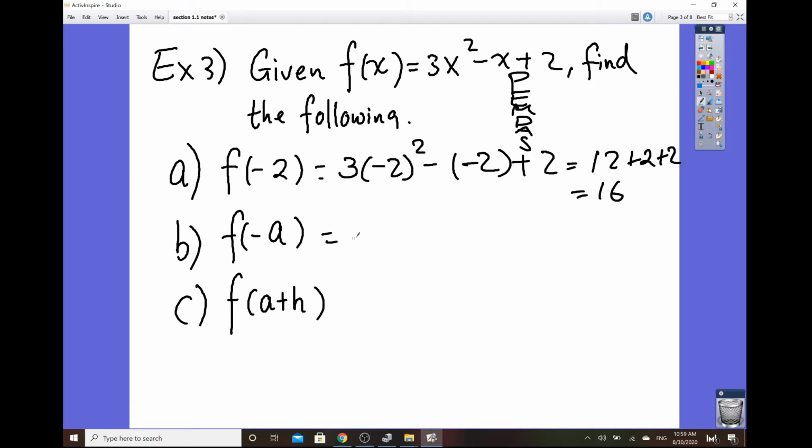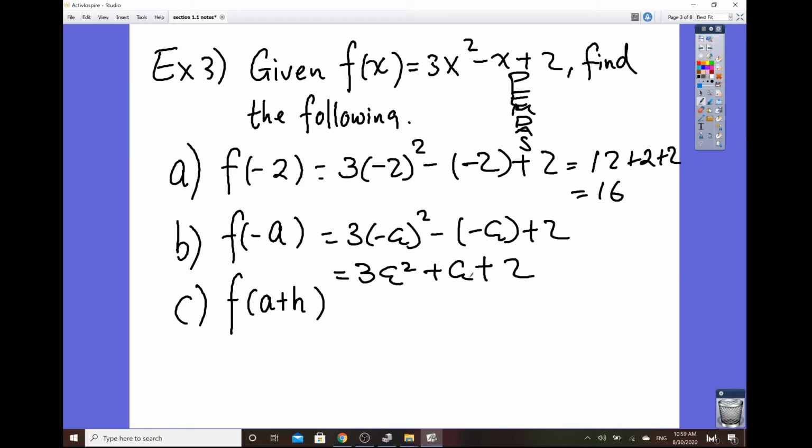And then for negative a, we do have 3 times the quantity negative a squared minus negative a plus 2. Quite similar to the constant, the number that you put in for the previous one. Negative a quantity squared, so you do have a squared, because negative times negative turns out to be positive, so 3a squared. Again, negative times negative is positive a, and then plus 2. You might be wondering, do I need to factor this? Well, it's not required, because we're not solving for any zero. We're not solving for anything, we just want to simplify the expression.